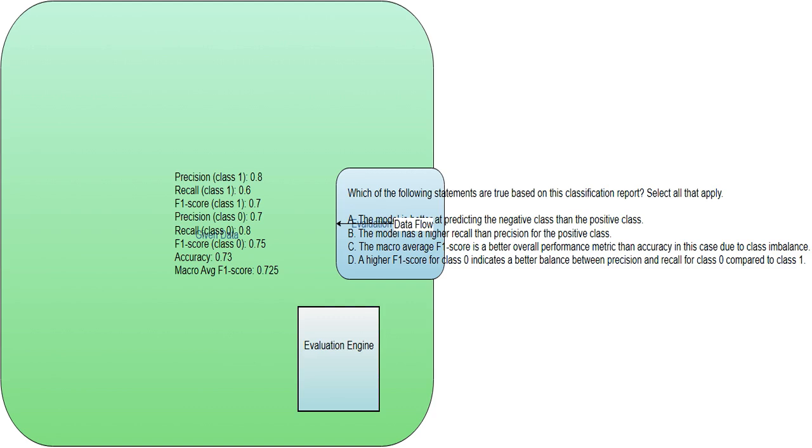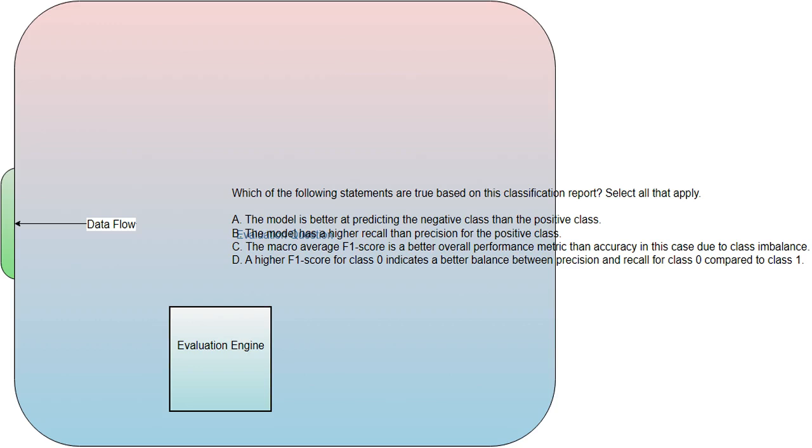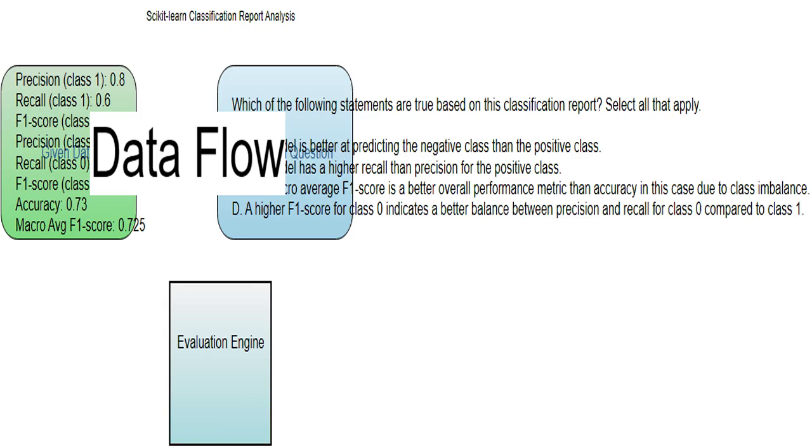For example, a precision of 0.8 for Class 1 means that when the model predicted Class 1, it was correct 80% of the time. I will use these numbers to answer the questions. I need to determine which statements are true based on the given classification report. I'll assess each statement using my knowledge of the metrics and their interpretations. The classification report data is the input to my evaluation. I'll process it to assess each statement's validity.